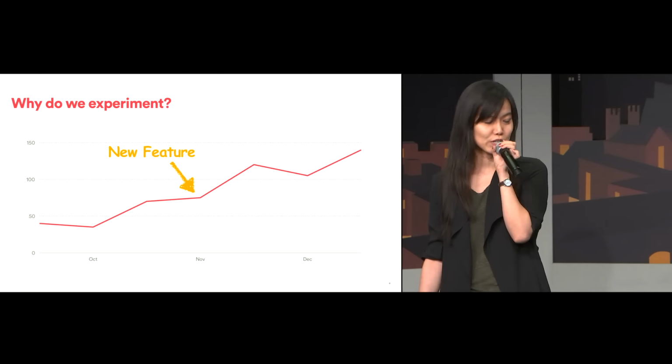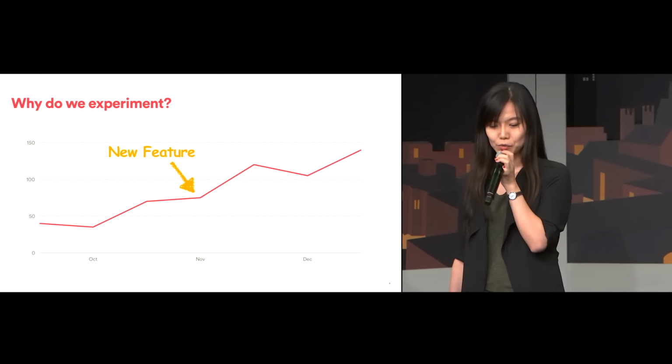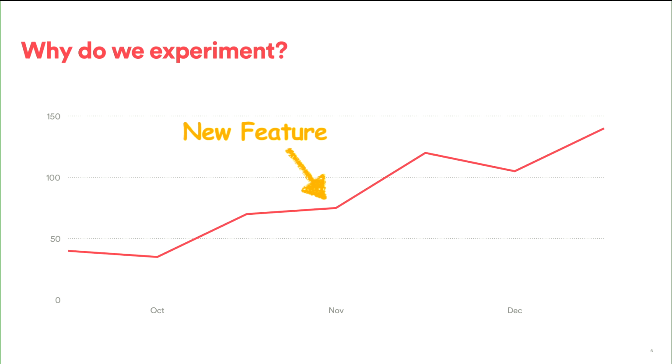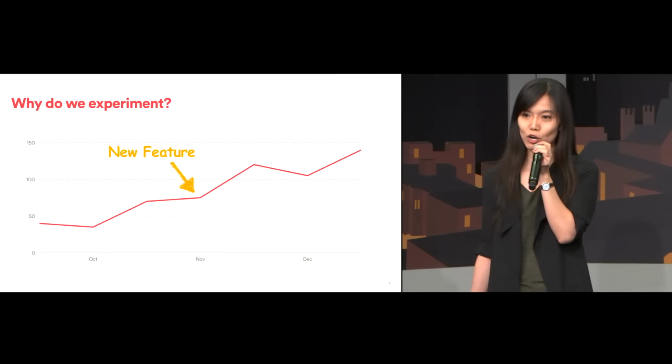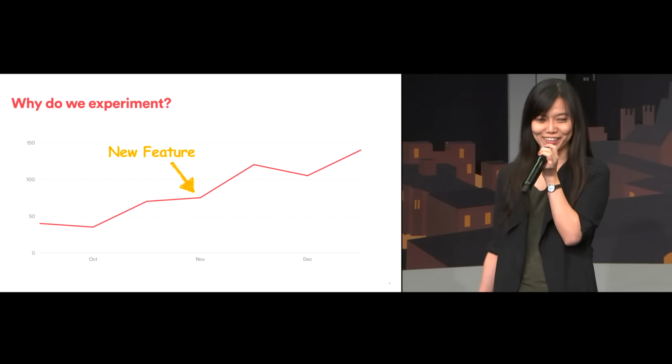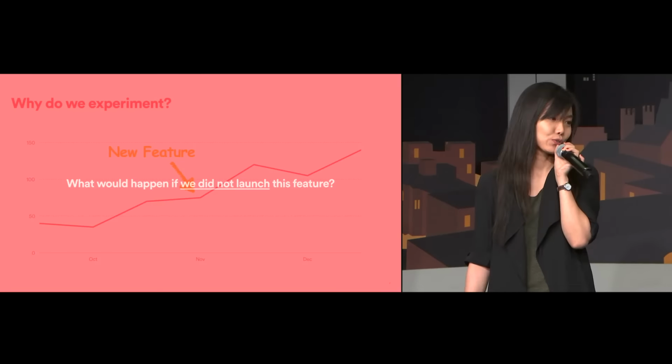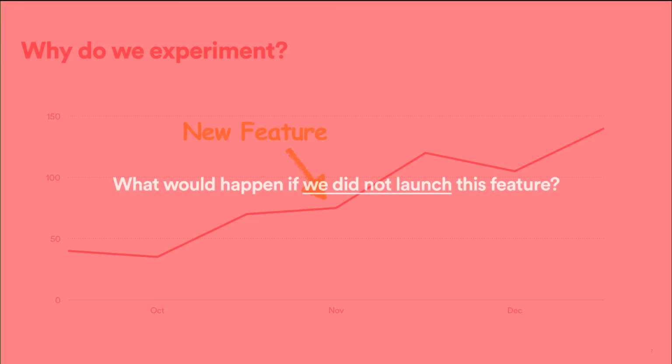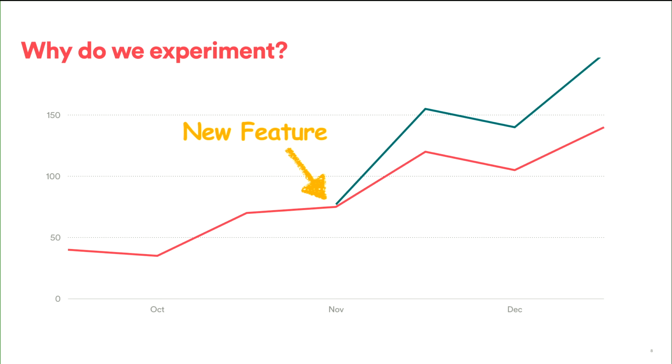So why do we need to experiment exactly? Here is a chart showing the impact of a new feature. The horizontal axis is the timeline, the vertical is the volume. A new feature was introduced in November, and we see a very nice uplift following that. Can we say, based on this chart, that the new feature actually attracts more volume? Probably not, because we do not know what would happen if we did not launch it. What if the organic growth was just like the green line, and the new feature actually lowers the volume? This is why we need experimentation.